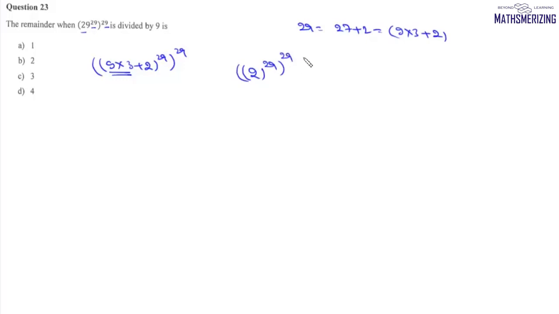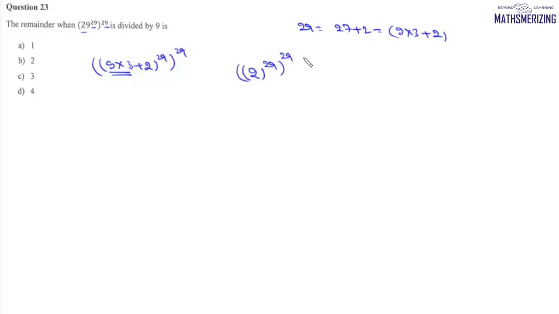Now question number 23, it says find the remainder when 29 to the power 29 to the power 29 is divided by 9. Now we'll use a shortcut. So we'll express 29 as 27 plus 2, and 27 is 9 into 3, which is a multiple of 9. So we can write this number as (9 into 3 plus 2) to the power 29 to the power 29. Now we need divisibility by 9, so we can leave this factor. Then its remainder will be 2 to the power 29 to the power 29.